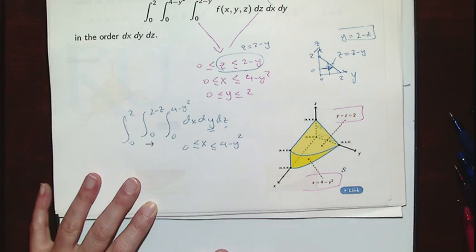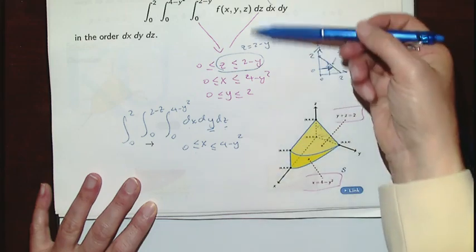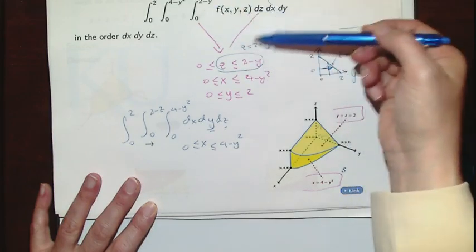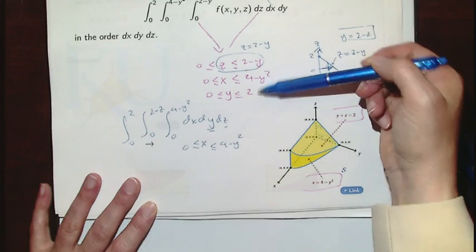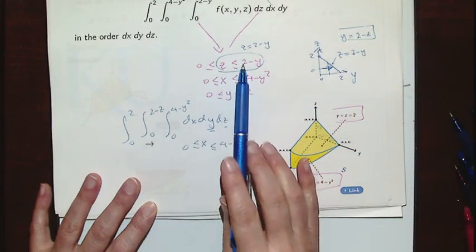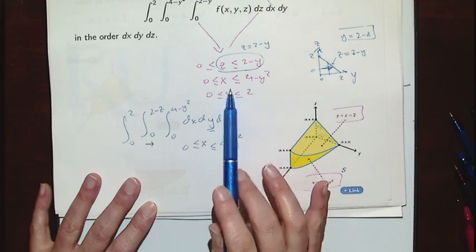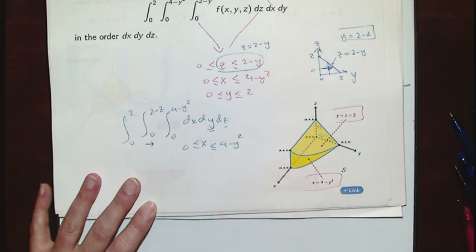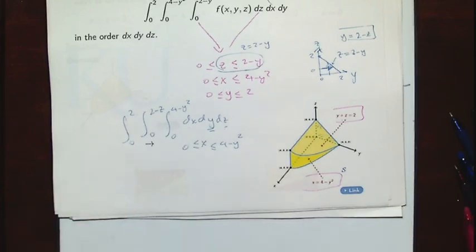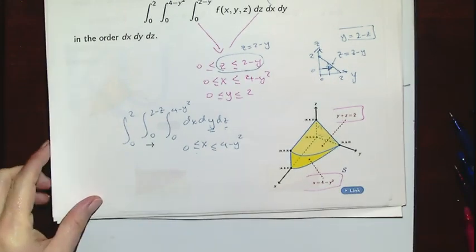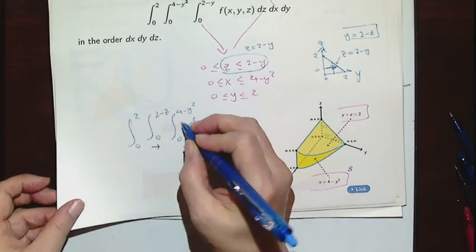Either one would work. But you have to kind of tell the picture from these inequalities, which the first one gives you z equal to 2 minus y squared, x equal to 4 minus y squared, and y equal to 2. And then from there, you basically pick up. Fair game? Questions? Are we good? You guys want to try?